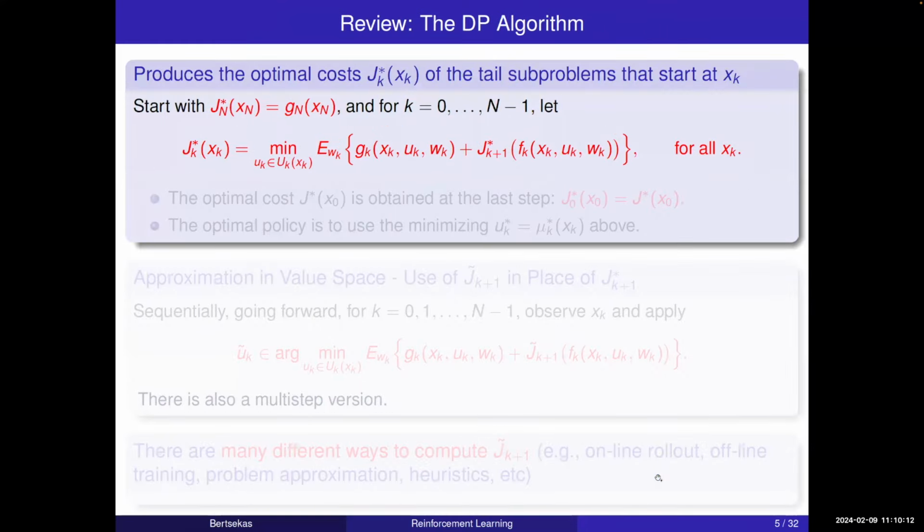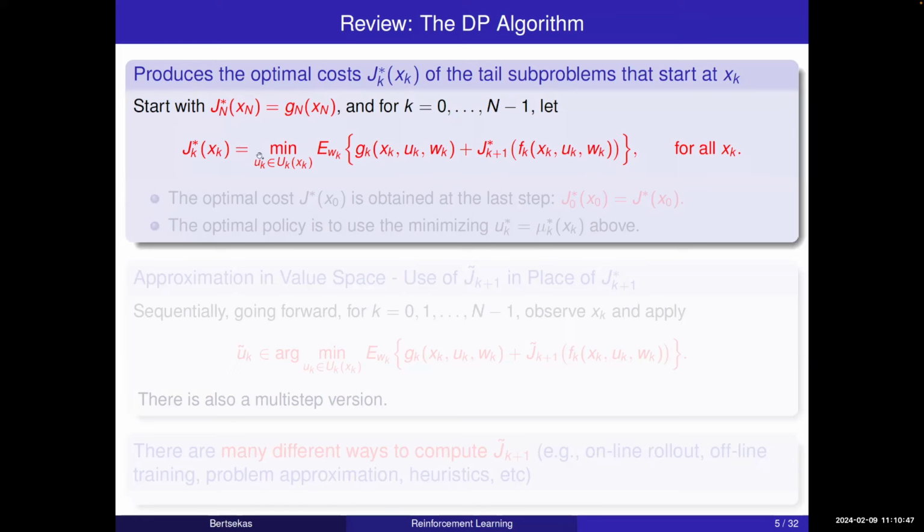Okay, so let's review the n-stage dynamic programming algorithm. This is an algorithm that produces optimal costs at a state xk called jk star. And it's the optimal cost of the tail subproblem that starts at xk. So in exact dynamic programming, we start at the end of the horizon and work backwards. So we start with the terminal costs, g of n xn, and then we work backwards to compute the optimal cost of the tail subproblem starting at each state at each stage xk.